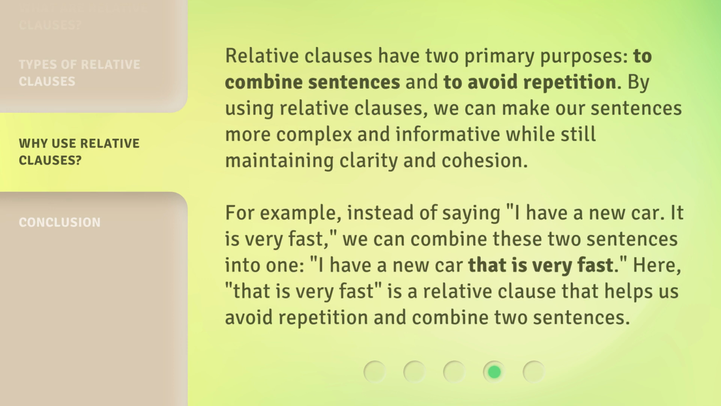Relative clauses have two primary purposes, to combine sentences and to avoid repetition. By using relative clauses, we can make our sentences more complex and informative while still maintaining clarity and cohesion. For example, instead of saying, I have a new car. It is very fast. We can combine these two sentences into one. I have a new car that is very fast. Here, that is very fast, is a relative clause that helps us avoid repetition and combine two sentences.